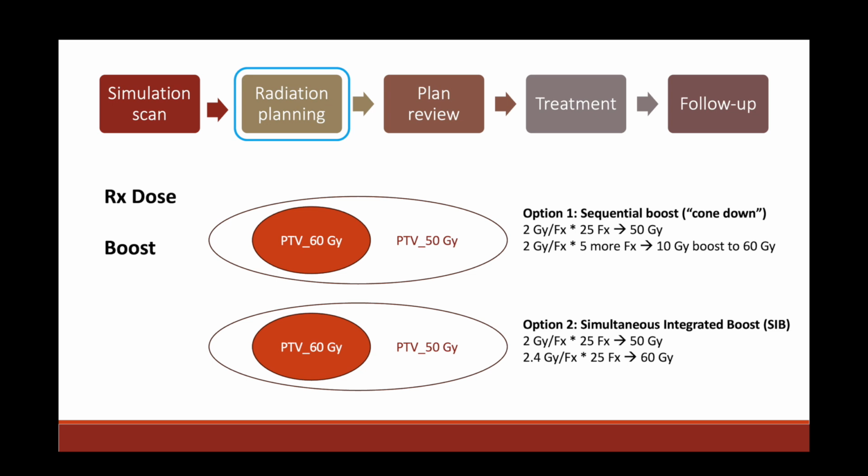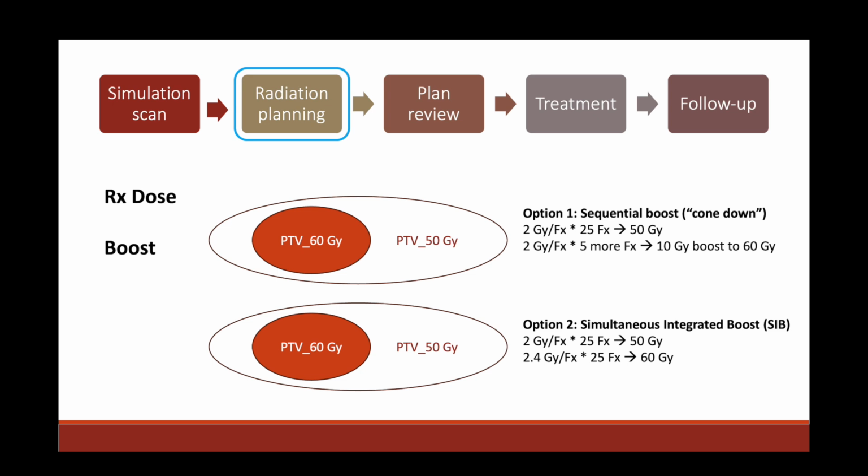The other option for delivering a boost is what we call a simultaneous integrated boost. This time we're giving the same number of fractions to all of the volume, but a smaller volume is getting a higher dose per fraction compared to the larger volume. That approach, where we're treating the same number of fractions but a different dose per fraction depending on which volume we're treating, is called a simultaneous integrated boost, and it's often abbreviated SIB. Or SIB or SIB. So you might hear people say, oh, I SIB'd this to 60 gray, or I SIB'd the lumpectomy cavity to whatever.